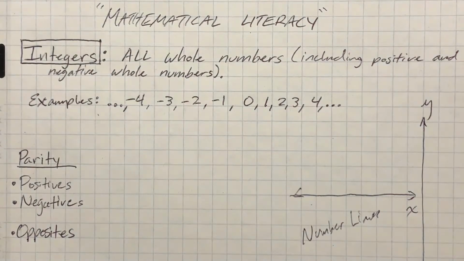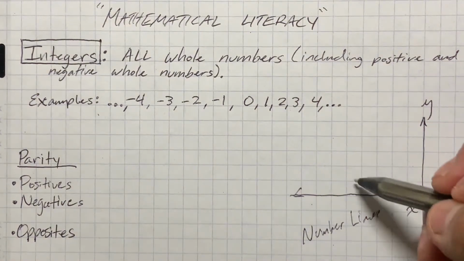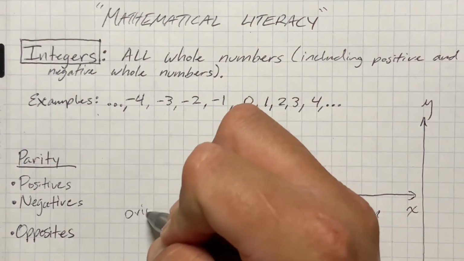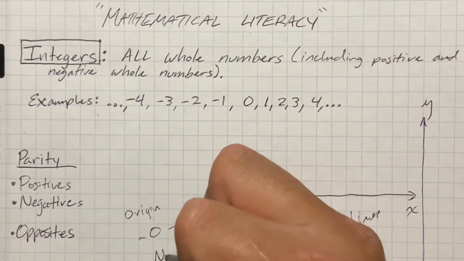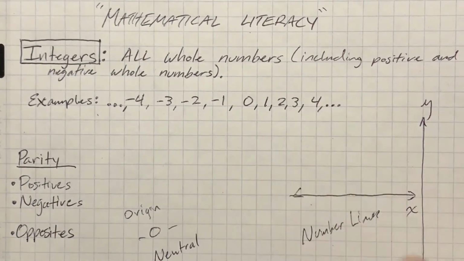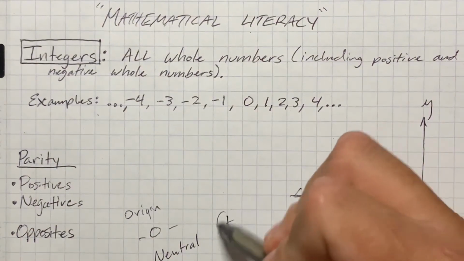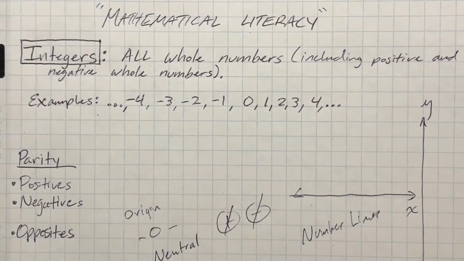Alright, so with that being said, let's talk a little bit more about opposites and positive and negative numbers. Now, just remember that positive numbers are used to describe quantities that are greater than zero. If we have the origin, we're talking about zero here. Zero is what we call a neutral number, because zero here is not positive, nor is it negative. So that's what the origin, zero, does. It's neither positive nor negative.